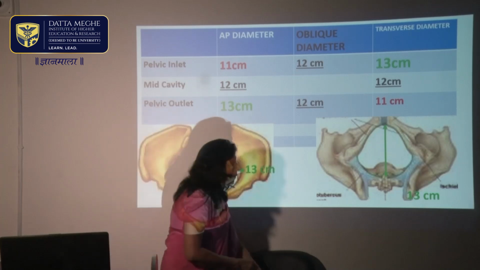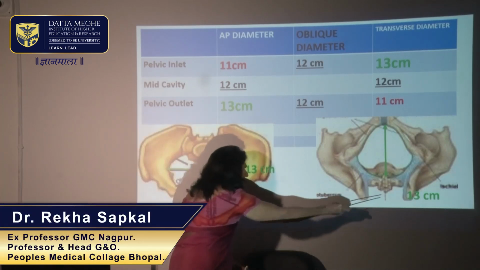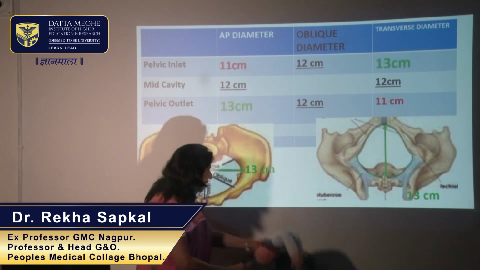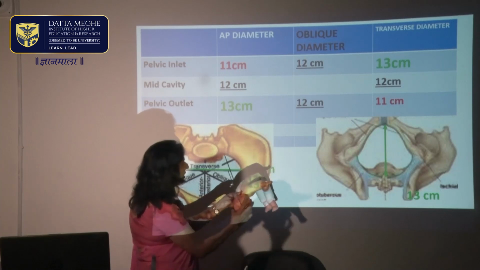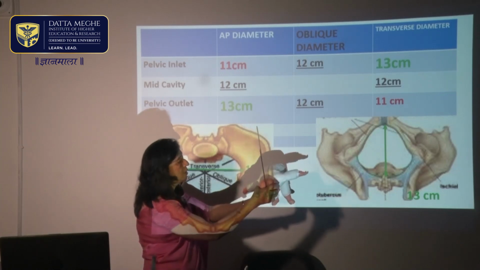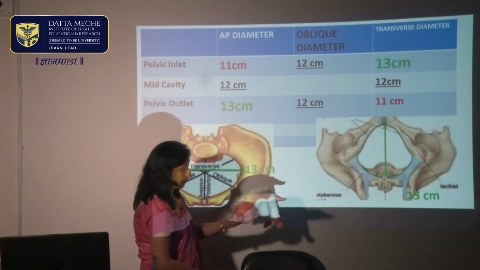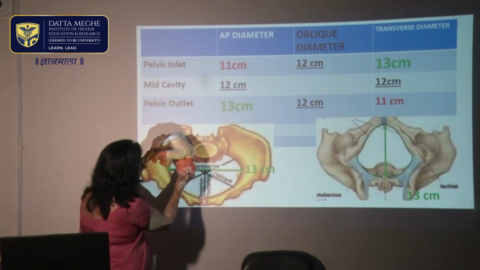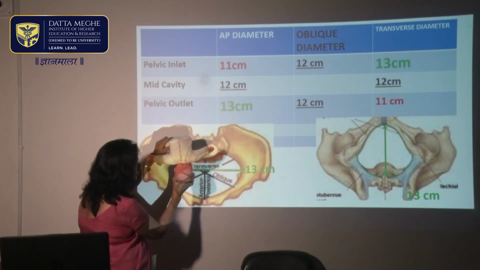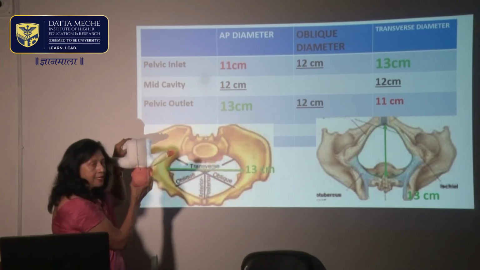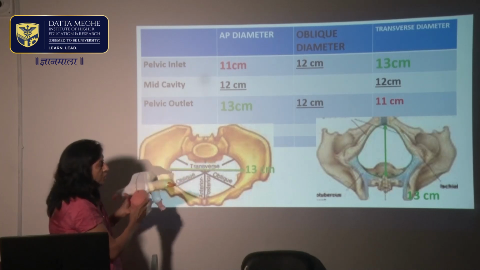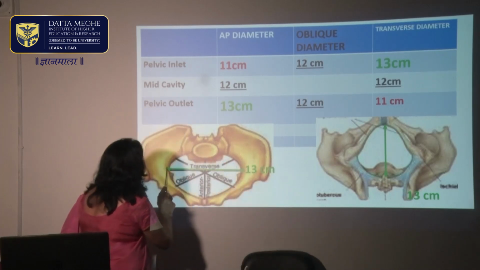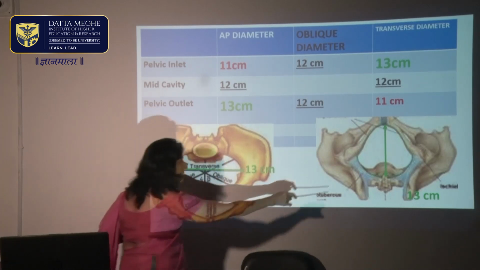Look here, the AP diameter of the inlet is 13 centimeter. So, the head has to enter in this diameter, sagittal suture in this diameter, then it has to rotate in front and it has to come below the pubic symphysis through the AP diameter. So, that is what is known as internal rotation. So, it was like this, it gets rotated towards the midline like this. So, that is internal rotation of the occiput. So, this is important. Why does it occur? Because this distance is 13 maximum and this distance is 13.